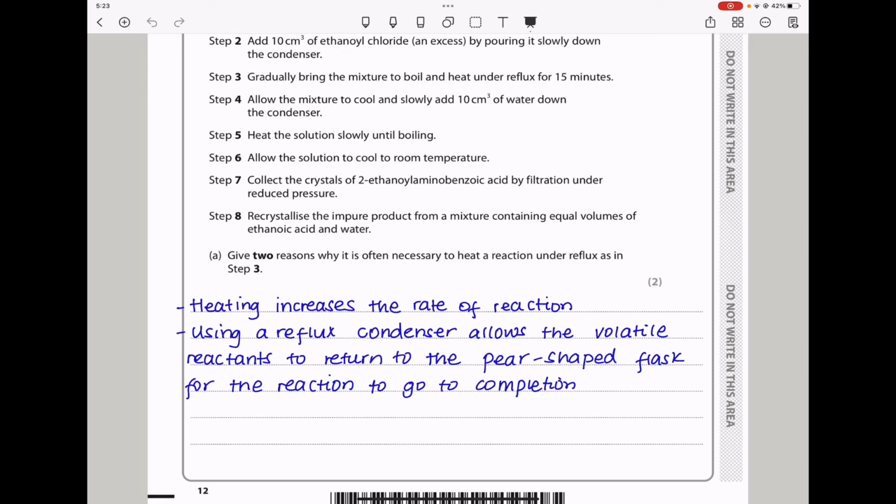The first question says, give 2 reasons why it is often necessary to heat a reaction under reflux as in step 3. Because they said heating and they said under reflux, I want us to underline the part heating and then under reflux. The heating increases kinetic energy so that more collisions occur, so that the rate of reaction can increase. Then when we use a reflux condenser, this allows for volatile reactants to return to the pear-shaped flask for the reaction to go to completion.